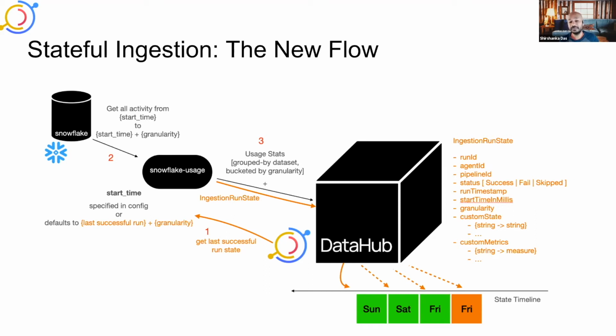But in addition to all the metadata it produces, it also produces another piece of metadata, which is the ingestion run state. That includes things like the run ID, the pipeline ID, the status, how long it took, other metrics, as well as the start time and the granularity. So that's basically the window. Each of these individual ingestion run events is logged in DataHub on a timeline, which allows the usage connector the next time it runs to find out the last successful run and carry on from there. So that's in a nutshell what we've done, and it's working out quite well.